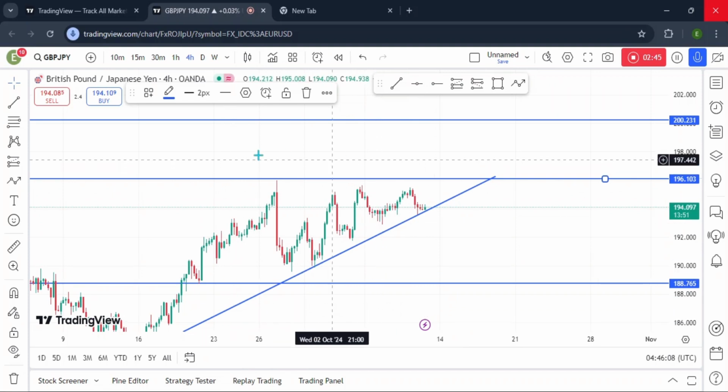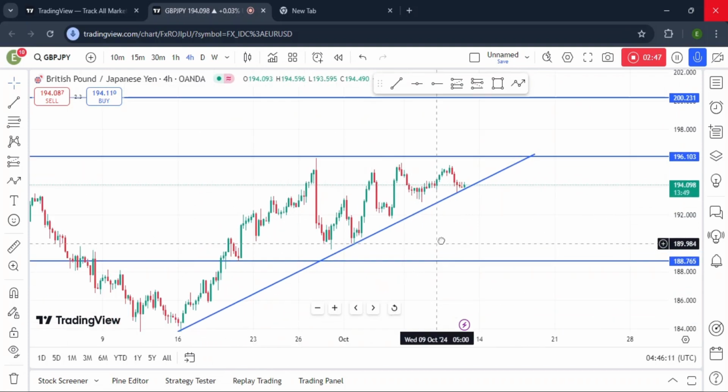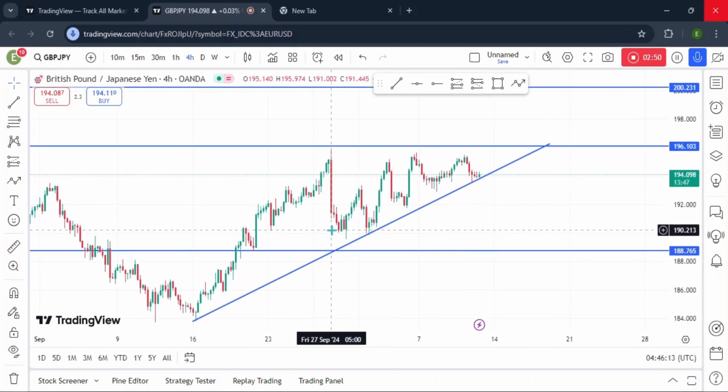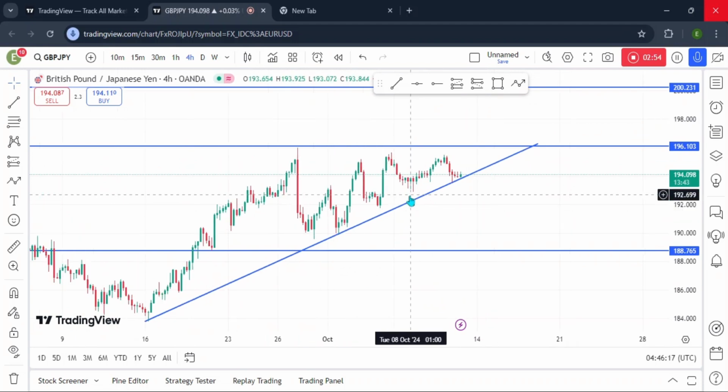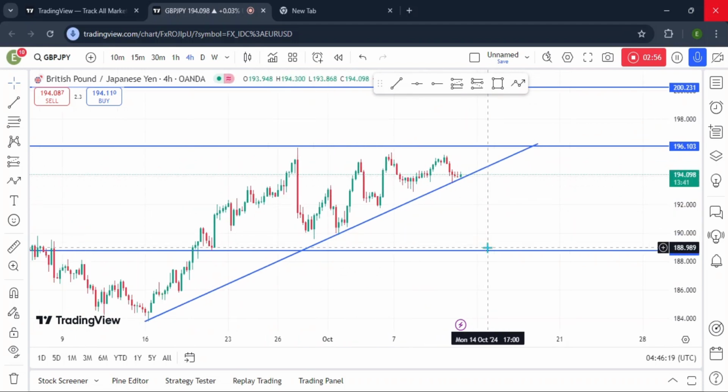Now giving us an ascending triangle, yeah, something like that, an ascending triangle. And now this is a continuation pattern, but you can trade it also as a breakout pattern. So it's either you're trading the breakout to the downside or the breakout to the upside.